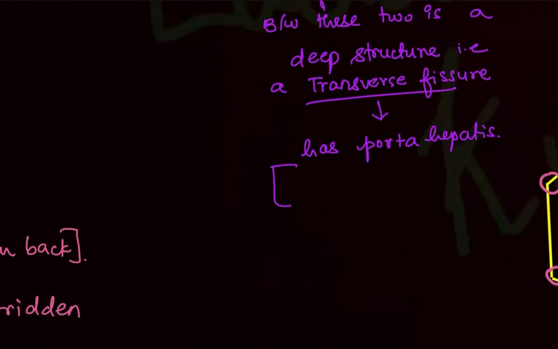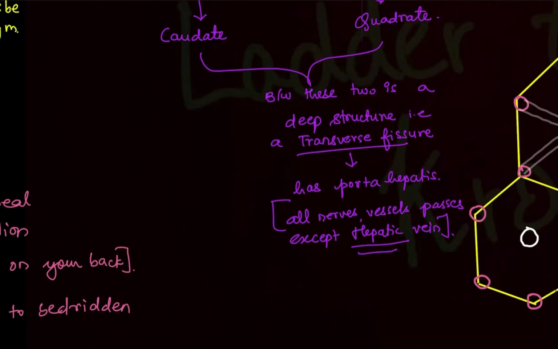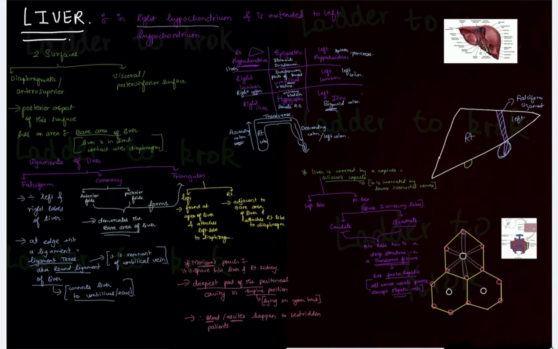Now all nerves and vessels pass through it except the hepatic vein. So everything will pass through this porta hepatis except the hepatic vein. So this becomes your MCQ for the exam. You must remember that between the caudate and the quadrate lobe you will have a transverse fissure. This transverse fissure will have something called the porta hepatis. Now the porta hepatis is a passage for all nerves and vessels to pass except the hepatic vein. The hepatic vein won't pass from here. So this was all about the macro anatomy of the liver.